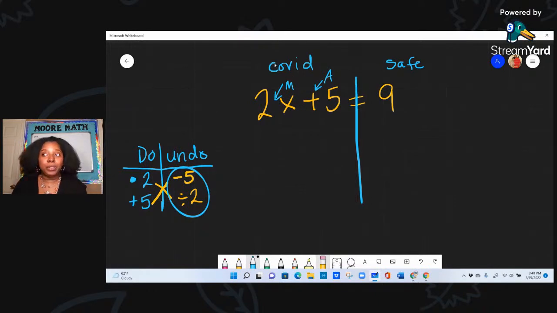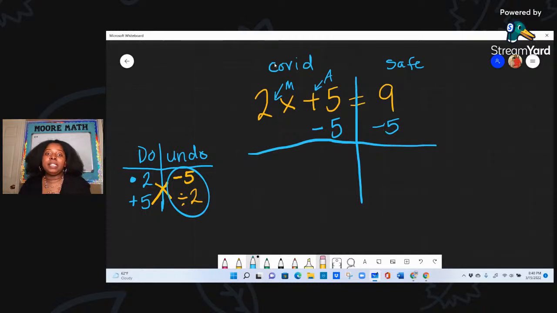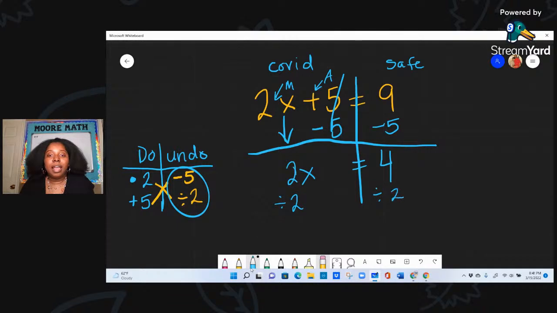Now I'm going to work backwards. I'm going to get rid of the 5. So let's do it. Subtract 5 on both sides. Whatever we do to the left, we have to do to the right to keep it balanced. Plus 5 and minus 5, they kill each other. Opposites equal 0. 9 minus 5 is 4. And step 2, divide both sides by 2. And X equals 2.